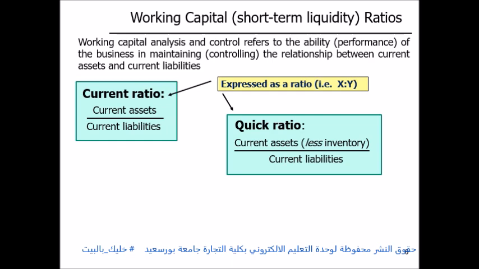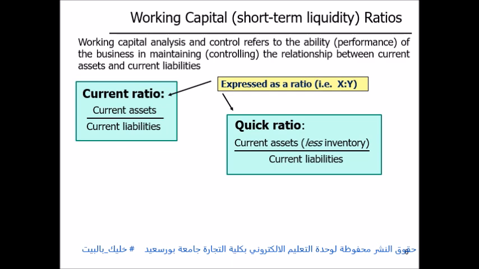The current ratio is equal to current assets divided by current liabilities, and the quick ratio is equal to current assets less inventory divided by current liabilities. The difference between the two is that in the quick ratio we deduct the inventory from the current assets.